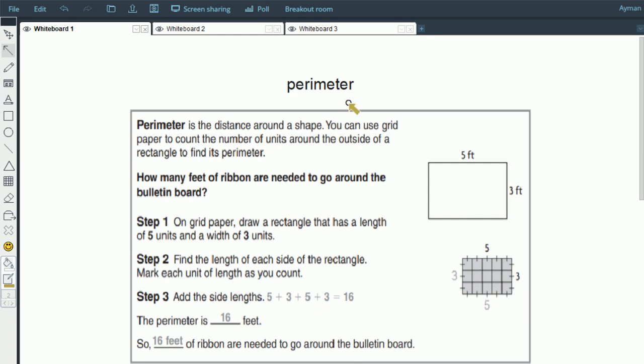Okay, we will start our lesson today. The perimeter is the distance around any shape. You can use a grid like that to count the number of units around the outside of a rectangle to find its perimeter. For example, here we have this rectangle. If we need to know the perimeter, we will add the lengths of the distance around this shape, which is 5 feet plus 3 feet plus 5 feet plus 3 feet.